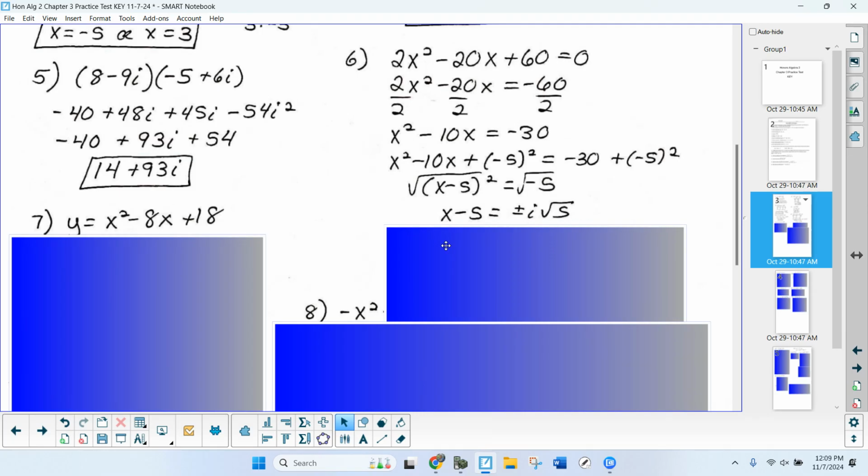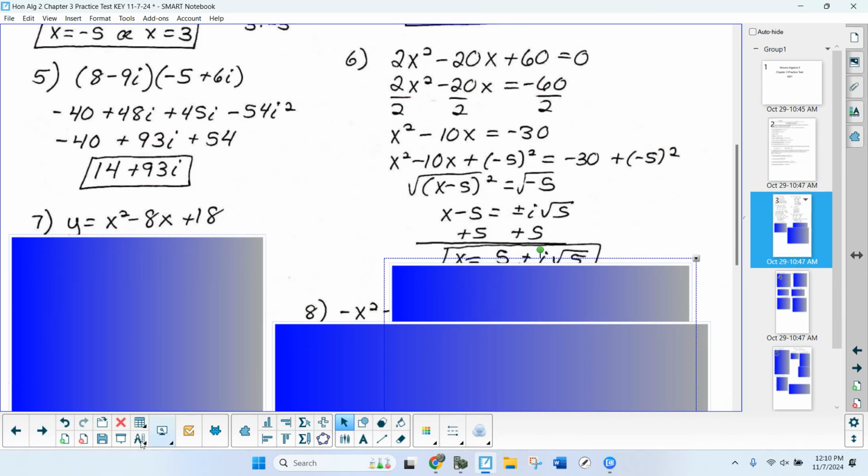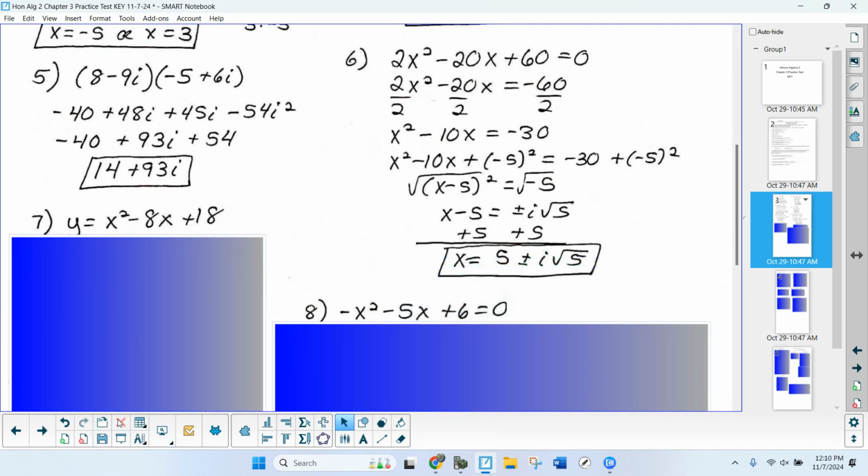Perfect. One of the biggest mistakes is people pull the negative out as an i, but then they just erase the square root, make it 5i. It's not 5i, it's i square root of 5, which is what she has. Now what'd you do? And then I added the 5, and I got x equals 5 plus or minus i radical 5. Perfect. How'd you guys do on that one? Another one similar to this on the quiz. Make sure you look for it.